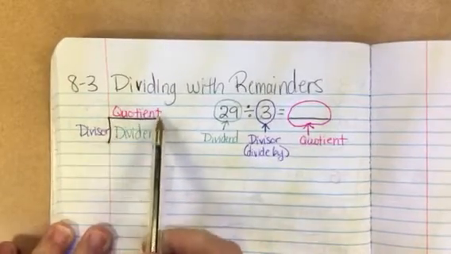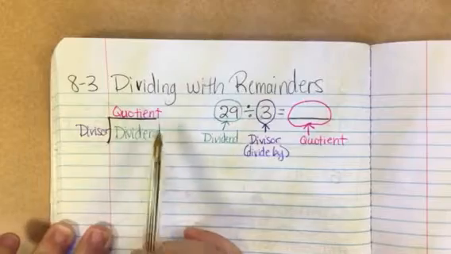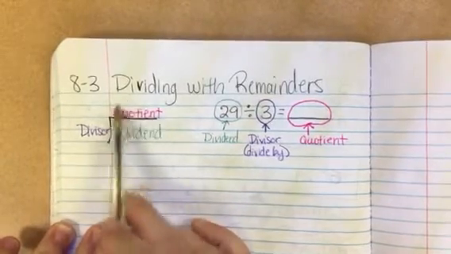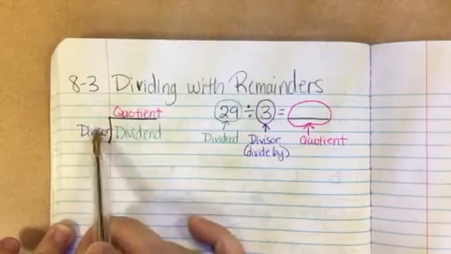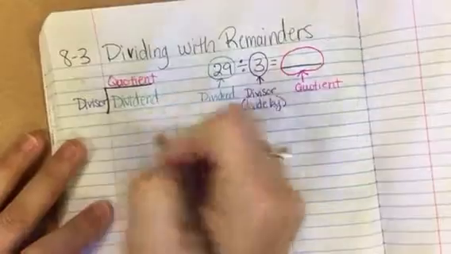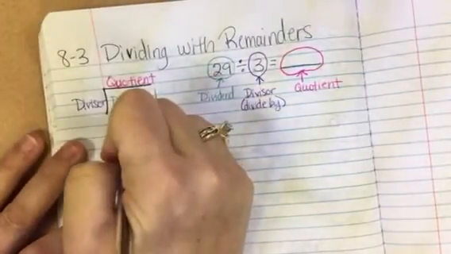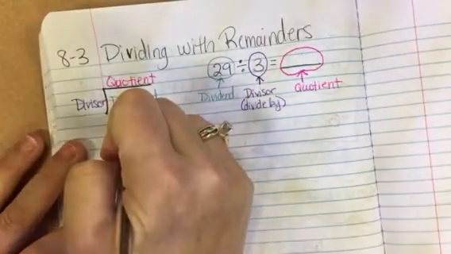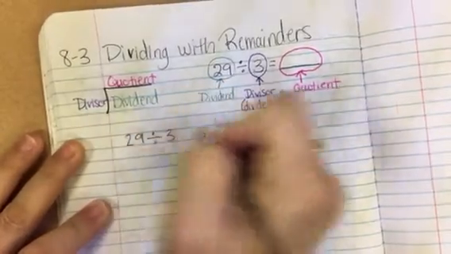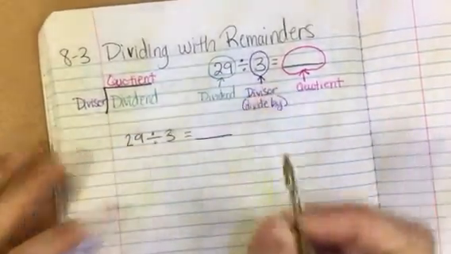When we're writing it out like this, which you need to do for long division so you can actually do your work, the dividend goes here, the quotient is the answer that you come up with at the end, and this is your divisor. So in this example, the problem is 29 divided by 3, and we're going to find that answer, okay?